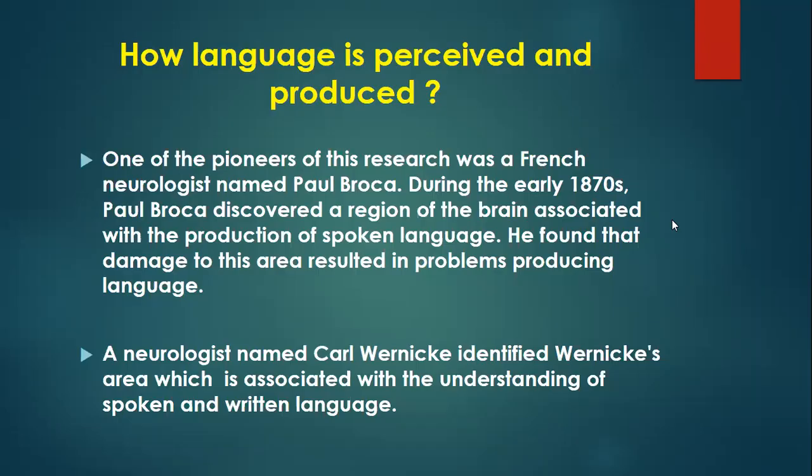And there was another neurologist named Carl Wernicke. He identified Wernicke's area. If you Google it, you will find it is associated with the understanding of spoken and written language. So these two scientists did further study on the brain and its parts, to find which parts of the brain are responsible for language acquisition, understanding, and development, and which part is responsible for language production.